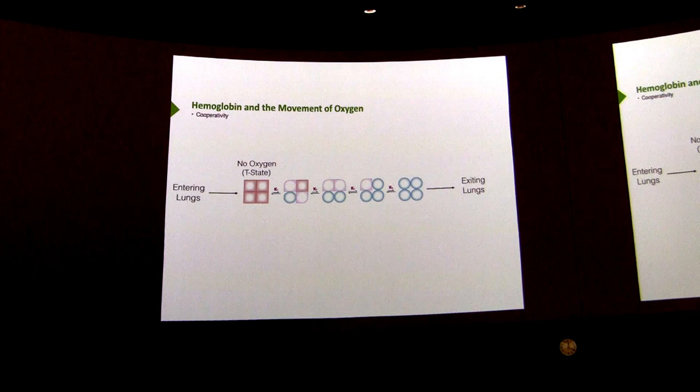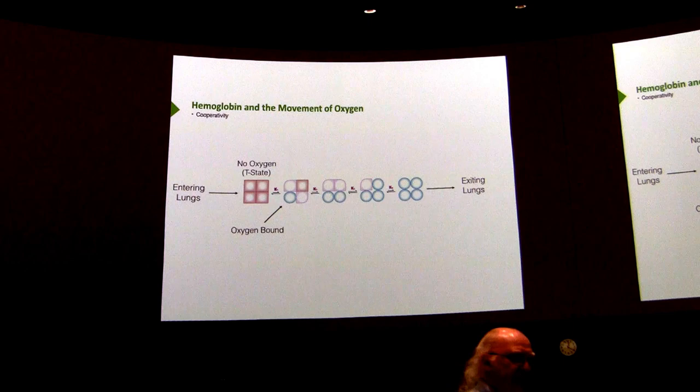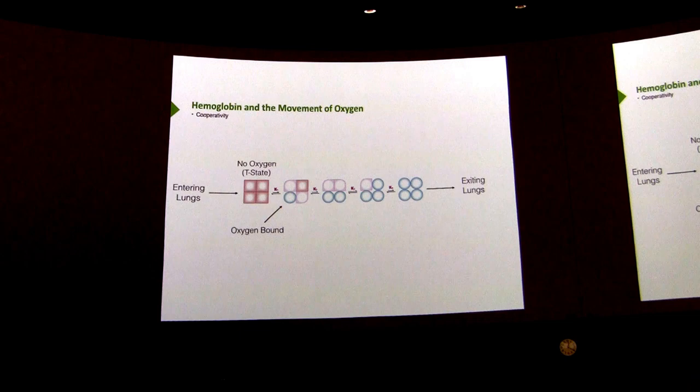Okay? Oxygen has been bound. Now look what's happened to the two subunits that it's attached to. They have stopped being square structures, and they become more rounded. Why has that happened? Because the small change in the structure of the first subunit is communicated to the other two. They have changed from not wanting to bind oxygen to, hey, buddy, come on over here. Let's bind some oxygen.